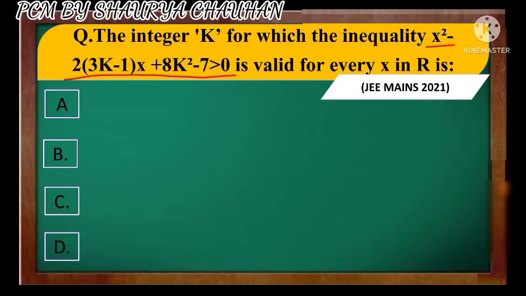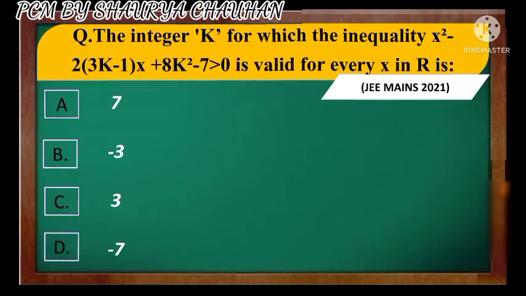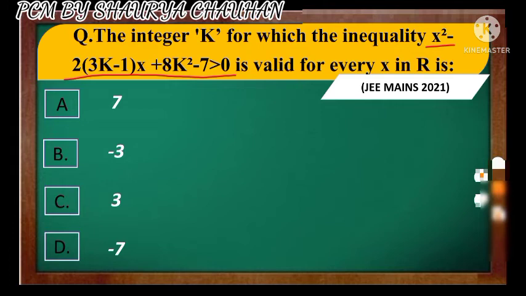This question is fresh. So let's see the options. Options are 7, minus 3, 3 and minus 7. So I am giving you 50 seconds to solve this question too. So your time starts now.